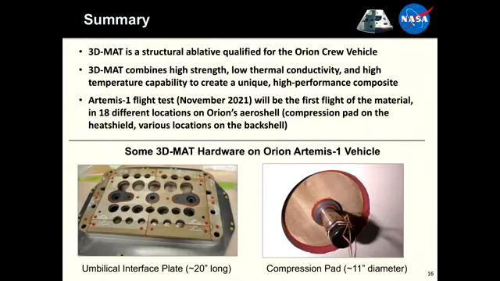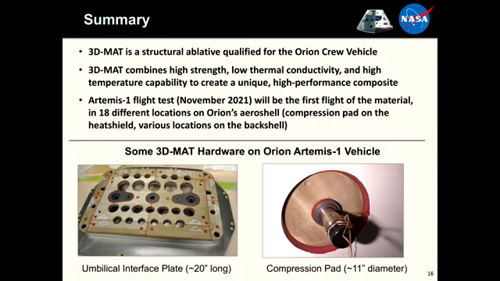So in summary, I'll just say that 3D MAT is a structural ablative material. It's qualified for the Orion multipurpose crew vehicle. This material composite combines high strength, low thermal conductivity, high temperature capability, and thus is a unique high performance composite. The Artemis 1 flight test, scheduled for November, will be the first flight of this material in space. Some of the flight hardware is shown down here below.